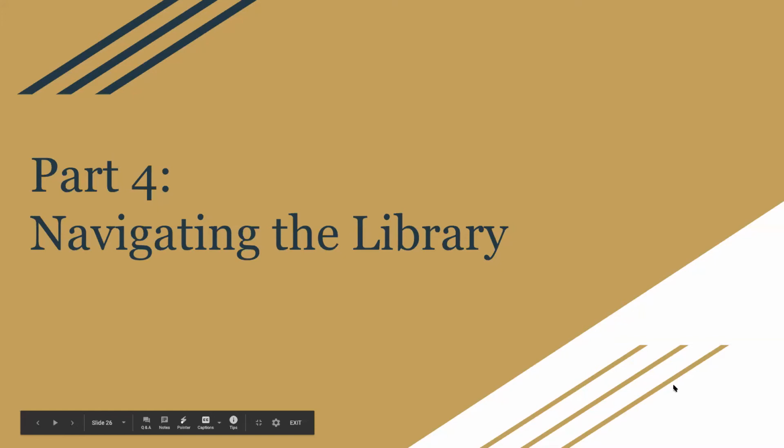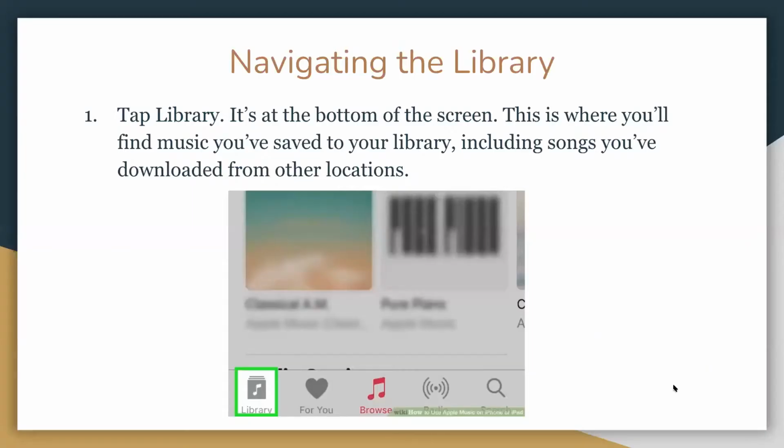Part 4 of the presentation is on navigating the library. The first step is to tap Library. It is at the bottom of the screen. This is where you'll find music you've saved to your library, including songs you've downloaded from other locations.